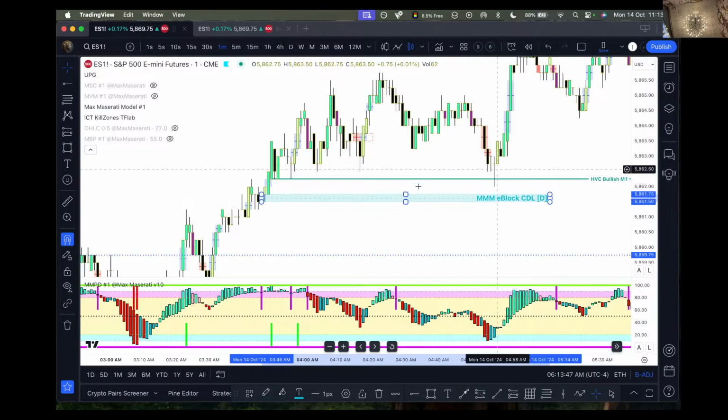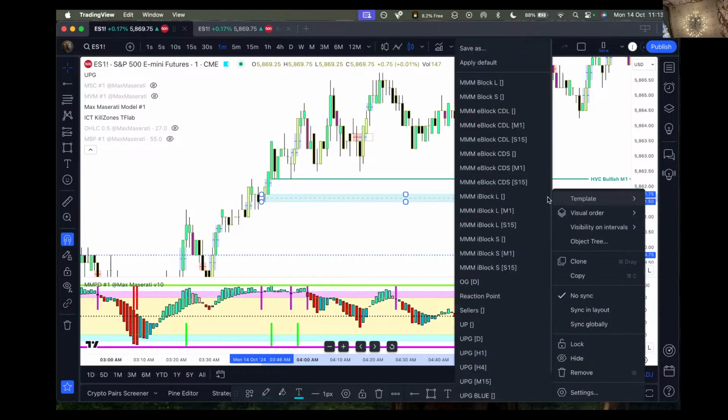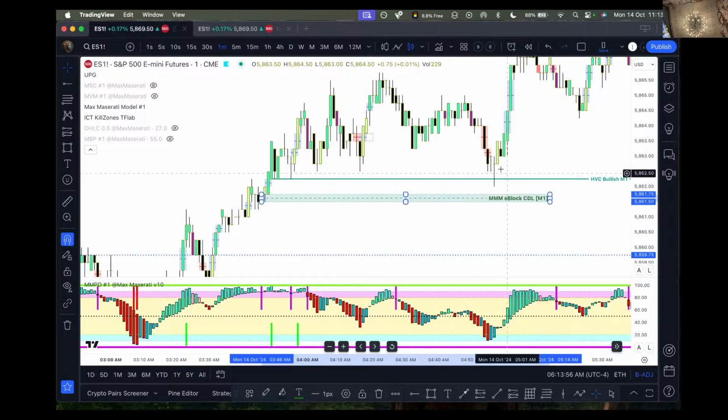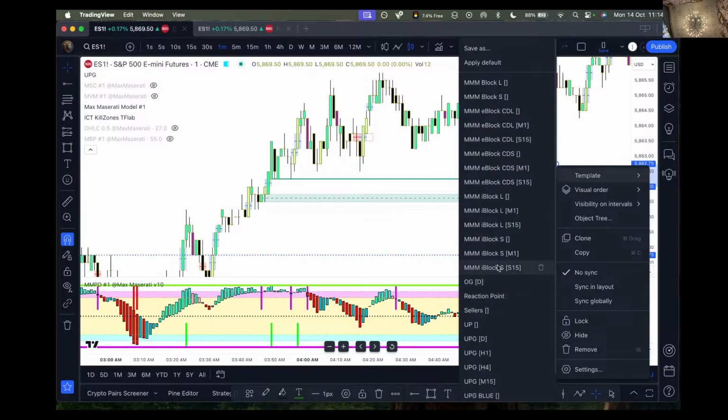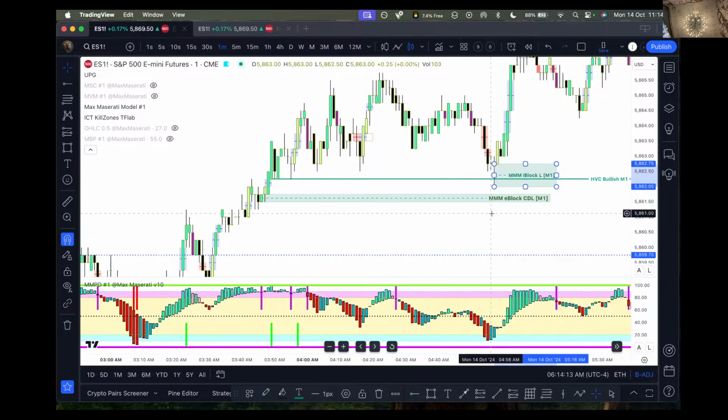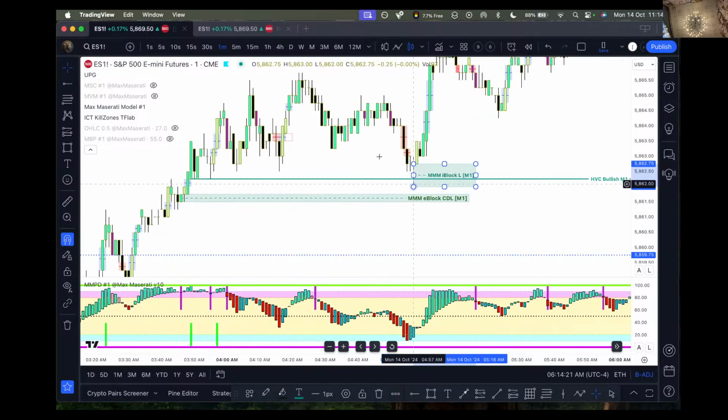And then this is the MMM external block, CDL, on M1. This is not the daily MMM block. And then this will be your internal block. If you were to follow the rules with the Max Maserati model, this is your internal block long on the 1 minute, and price is completely in discount. Price comes inside this unfair pricing gap, touches the bullish HVC on M1, respects it, and gives you a bullish body close in discount.